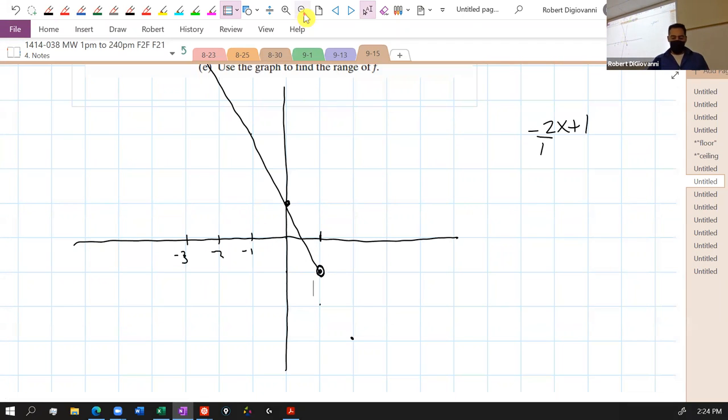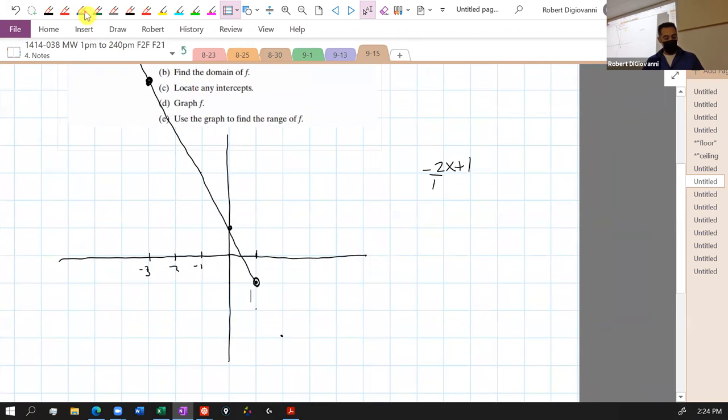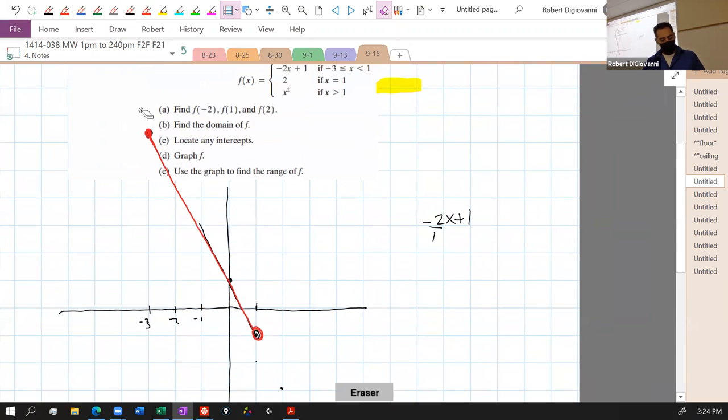Okay, so now that I've got that basically laid out, let me draw it in a different color. I'll do it in red. It's going to be a line that comes down like this. Open circle here, solid dot there. And I can get rid of everything else.